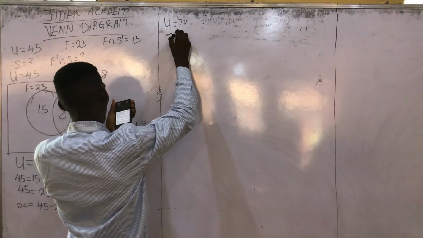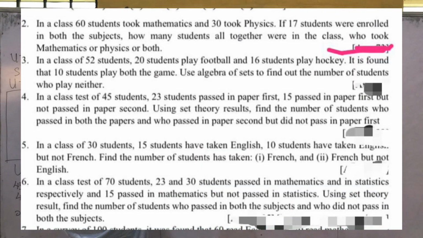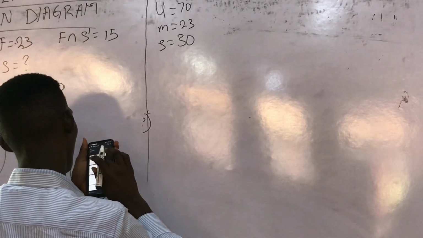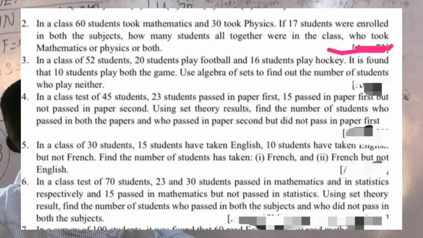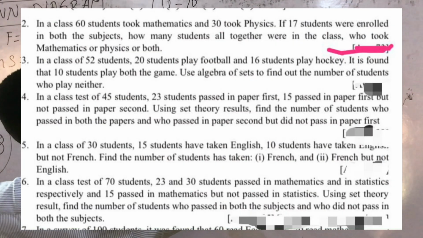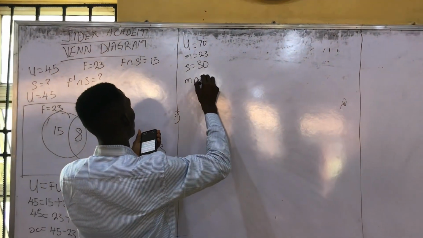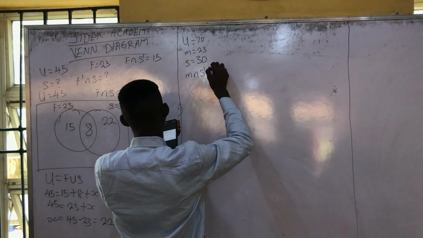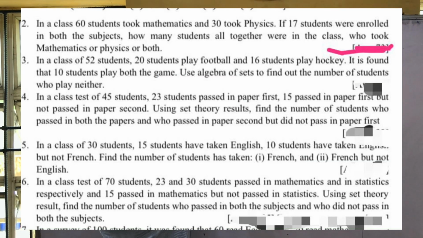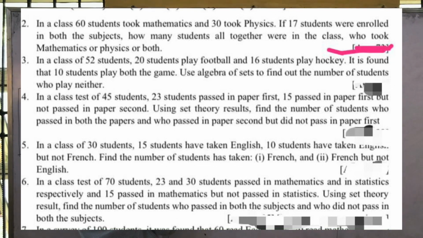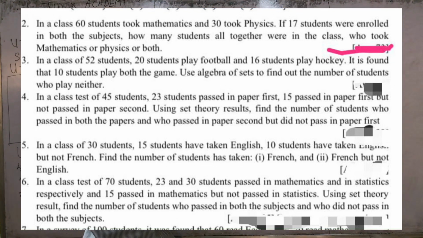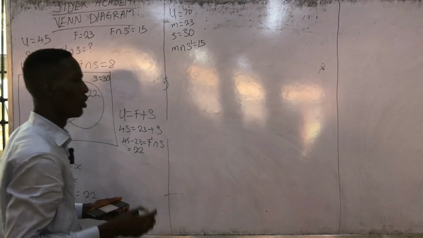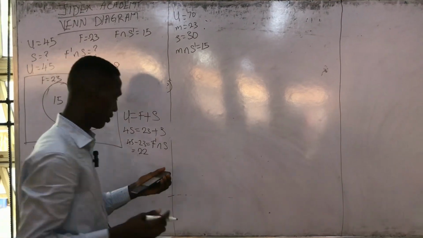23 and 30 pass maths and statistics respectively. So maths is equal to 23. Statistics is equal to 30. And 15 passed in mathematics only. So it is mathematics only, M intersection S prime. That's 15. I already taught you guys how to do this. Using the results, find the number of students who passed in both subjects and who did not pass in both subjects. Wow, this is quite different from the one I was doing before.